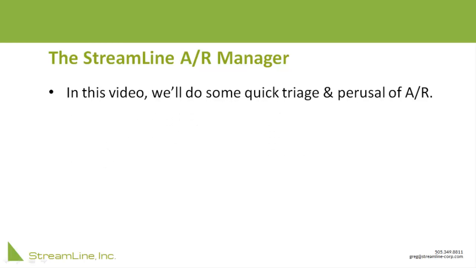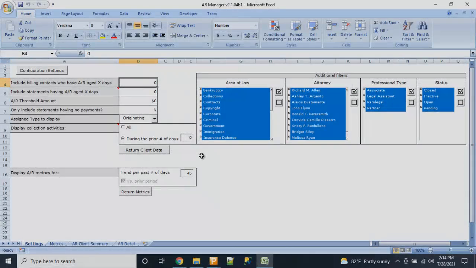So in this video, we're just going to do some quick triage and perusal of AR, basically how a lot of firms would be trying to look at their AR and figure out who to follow up on. Like I've seen a lot of firms do it, or want to do it, I should say. The way they do it now in ProLaw is extremely cumbersome. They'll use multiple queries. They may copy and paste data into Excel and then try to peruse it in Excel, or print out paper reports and use highlighters. It's extremely cumbersome. So I want to show you a much simpler, much quicker way to do it here.